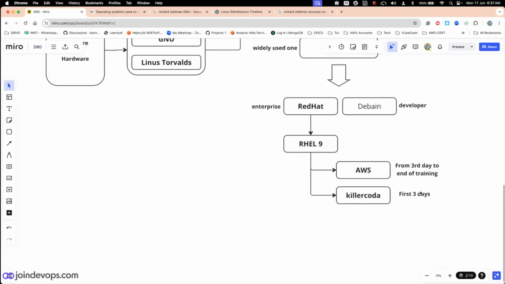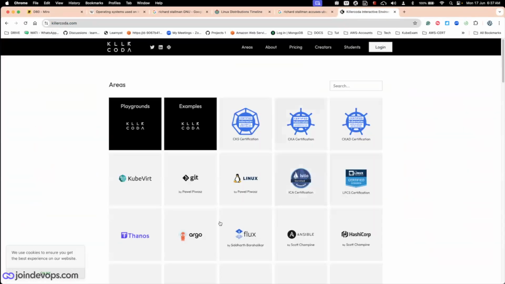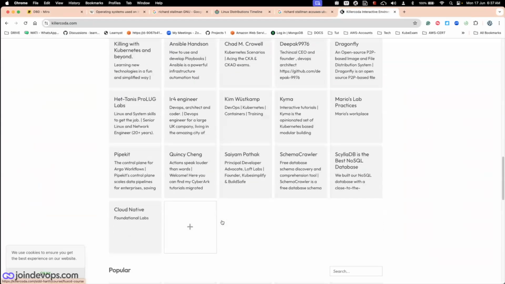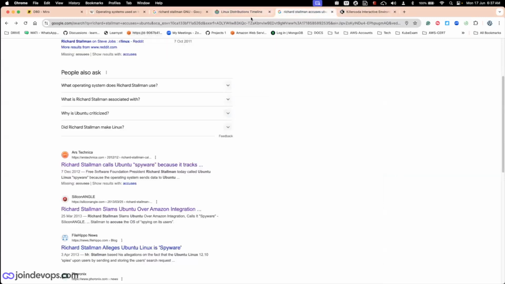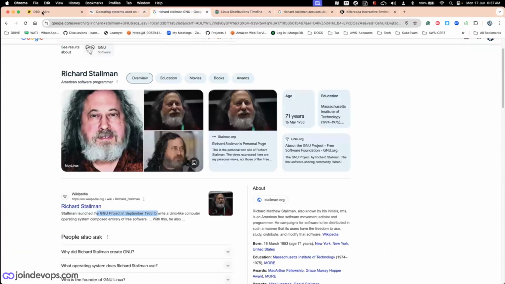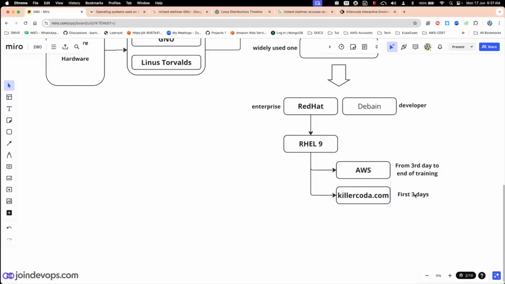Because here it is just on the web browser, killercoda.com. This is the platform where you get a Linux for free, by the way. They'll give you Linux over the browser, and you can simply use that. So for the first 3 days, we are going to use this. But from the third day till the end of the training, we'll use AWS. In these 3 days, you should be ready with your account. Every one of you should create your AWS account.